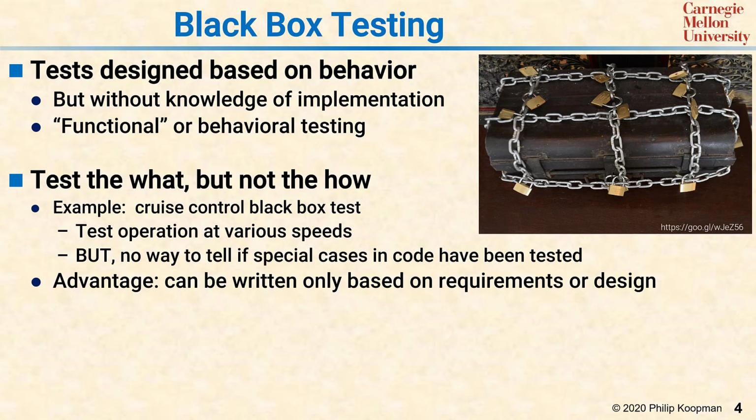The advantage to a black box test is it can be written only based on the requirements or design. You don't need to know what's inside the code. You can just say, gee, does this thing do more or less what it's supposed to? Another advantage is that sometimes looking at the code makes you think a certain way, and black box testing is not subject to that particular bias.